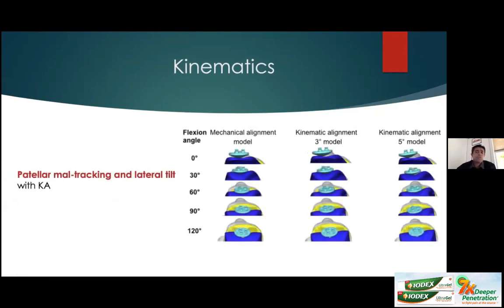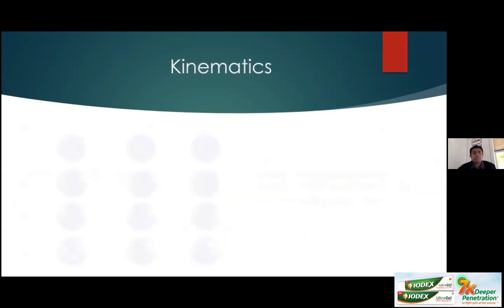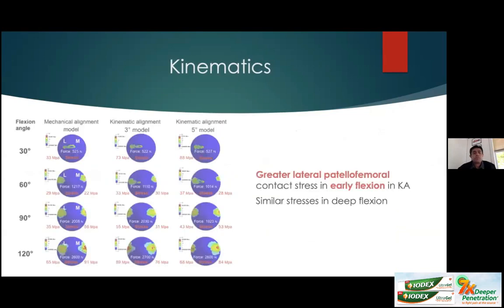However, because of the femur internal rotation and valgus, there is patellar maltracking and lateral tilt, which occurs with a kinematically aligned model, as you can see with the various degrees of flexion going down these panels. So maybe the patellofemoral joint is not doing too well. What about the contact stresses? Well, this group also looked at that and they found that there were greater lateral patellofemoral contact stresses early in flexion in a kinematically aligned model.